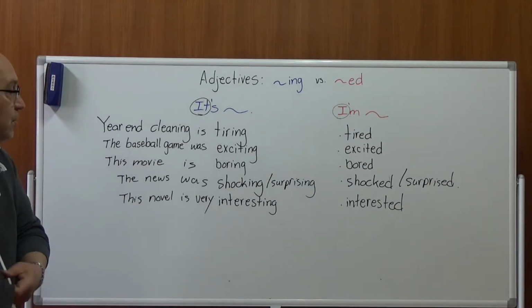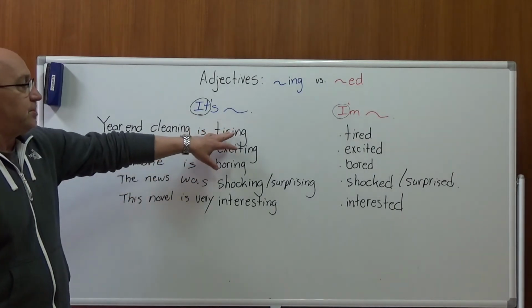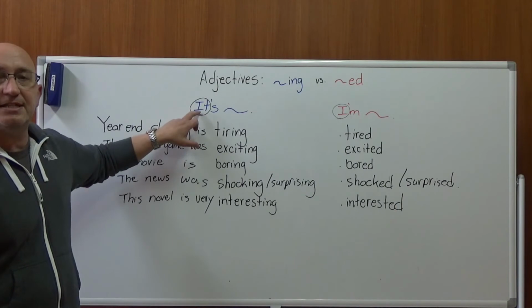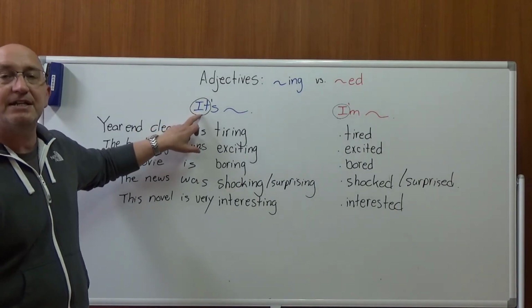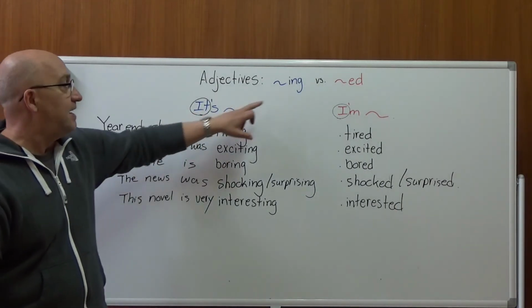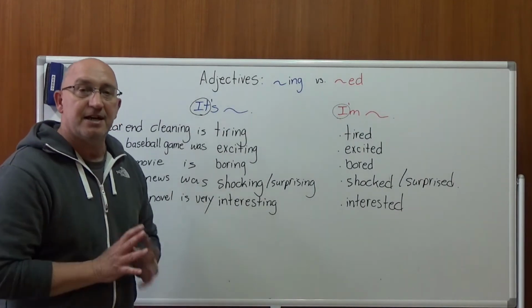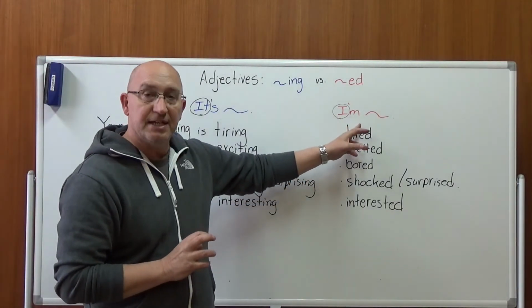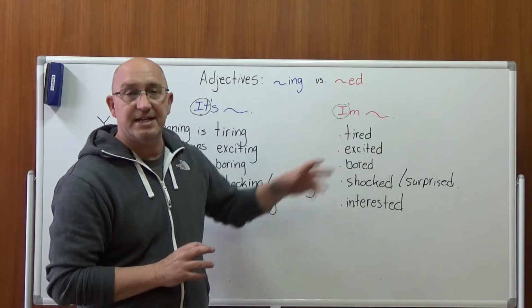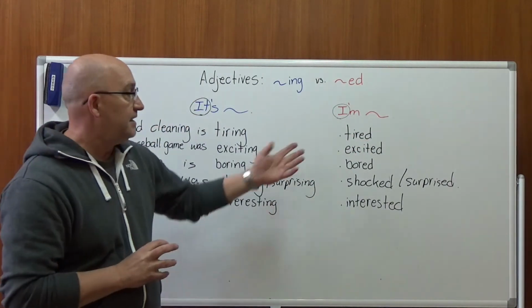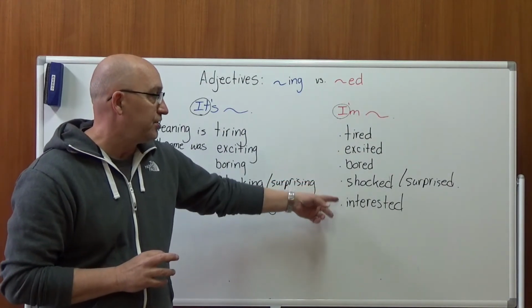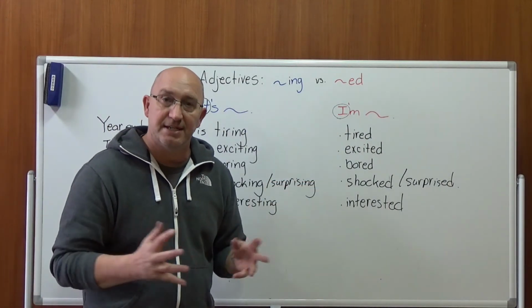So, we're going to use the ing ending to talk about this thing. What kind of thing is this? ing does not talk about your feeling. When you talk about your feeling, then we will use the idea I'm. And we use the ed ending: tired, excited, bored, shocked, and interested.